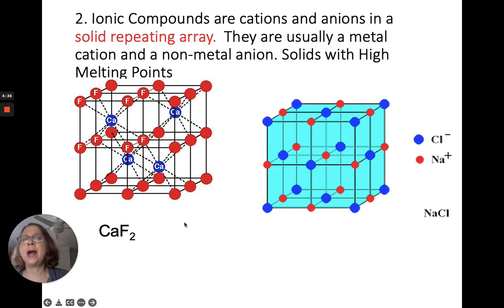Now, ionic compounds are cations and anions in a solid repeating array. So if you were to go down really far into sodium chloride and really look at it, you would not see discrete molecules. What you would see was just an array of sodium and chlorine and sodium and chlorine. And those ions, those cations and anions, would usually be a metal cation and a non-metal anion. And because that electrostatic interaction between the sodium and the chloride ions is so strong, all ionic compounds are solids with high melting points.